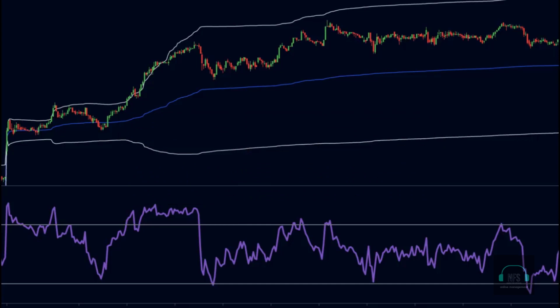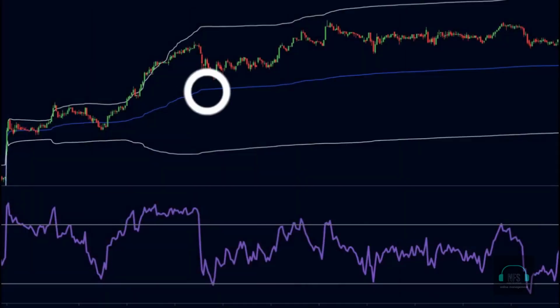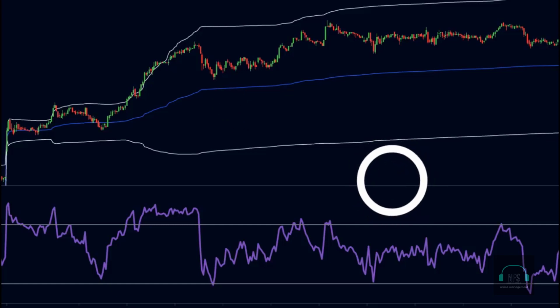And if you remember, what is the best place to enter in an uptrend? The VWAP. Therefore, we will wait for the price to come near the VWAP. So here, we see that the price makes a pullback and comes near the VWAP. Now, note that it does not exactly touch the VWAP, but it is really close. At the same time, we see that the value of the RSI drops below 30.